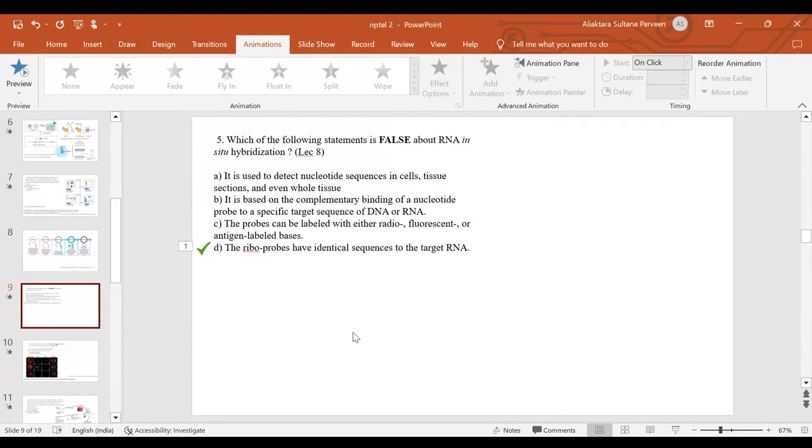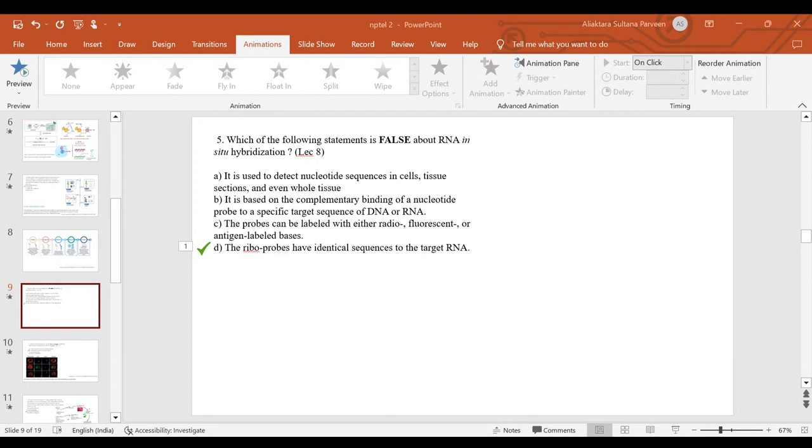So we don't use any RNA probes. So that should be D, which is false there, right? We usually use the probes which are DNA probes only. RNA probes won't be used. Okay. So it should be that the riboprobes have identical sequences to target RNA is the false statement among the given options. Yes. So the answer 4, D, is the correct answer.